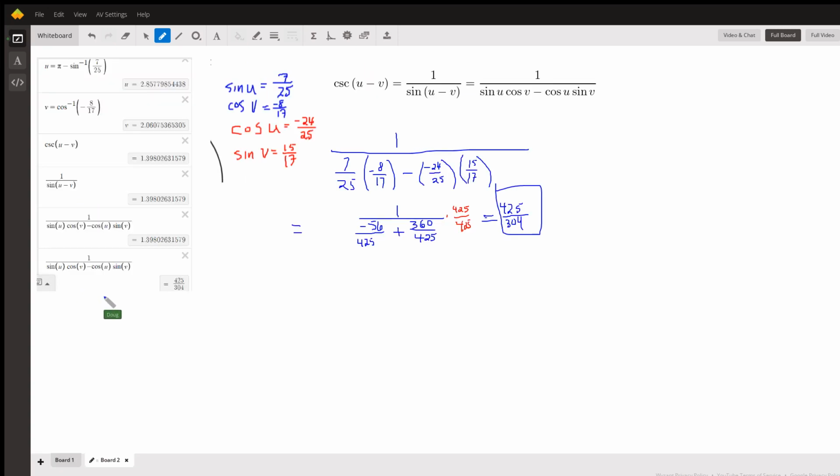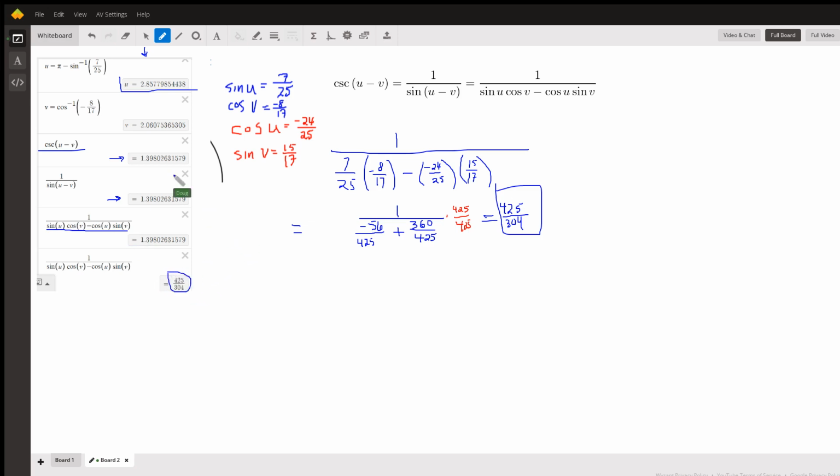So let's go to board 2. Here is a kind of proof on Desmos of what's happening. U would be pi minus the inverse sine of 7/25, the angle that has a sine of 7/25. This is a radian measure. And V would be the angle that has a cosine of -8/17. So the cosecant of U minus V is this value. Looks like 1/sine of U minus V has the same value. And if we use that second trig identity, rewrite it this way, we get the same thing. And this converted to a fraction, there's your answer.